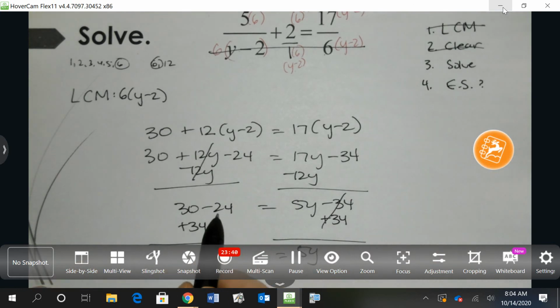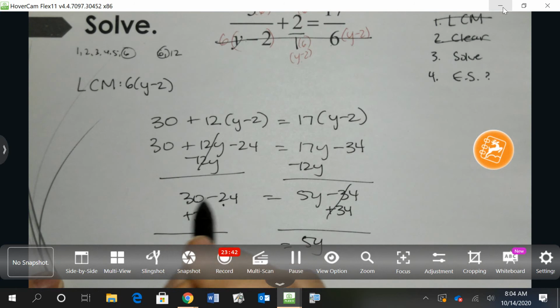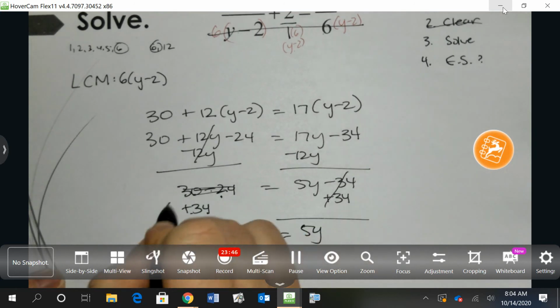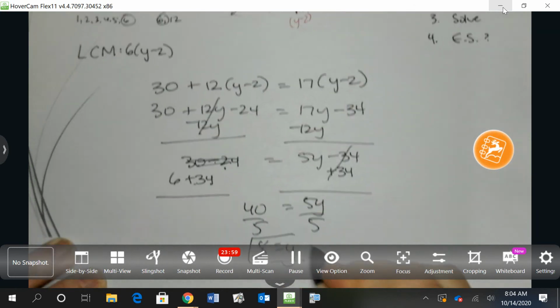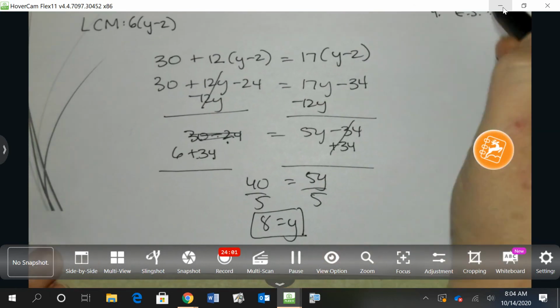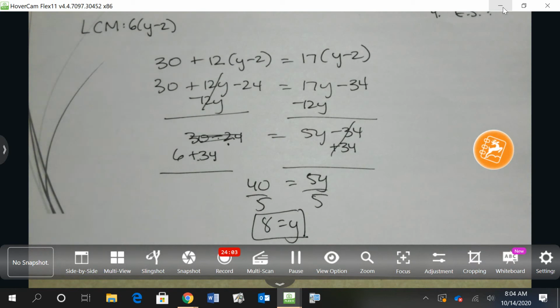So 30 minus 24 is 6. 6 plus 34 is 40. Oh, I think I wrote something down wrong there. Oh, but maybe it looks right. So I have 8 equals y, and now I need to check, is that an extraneous solution?